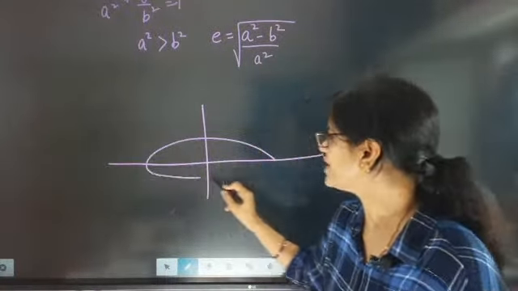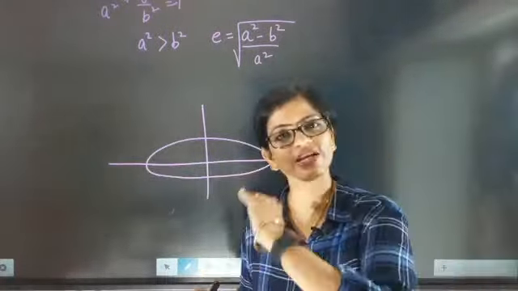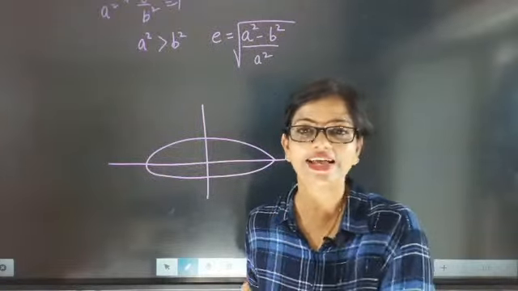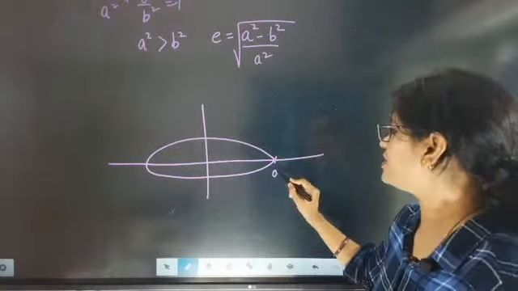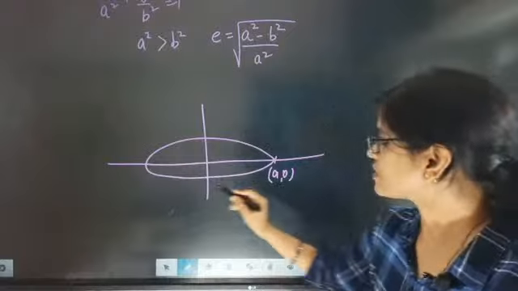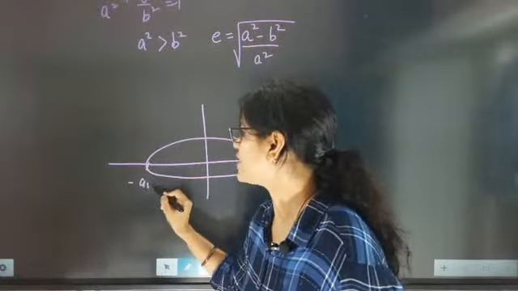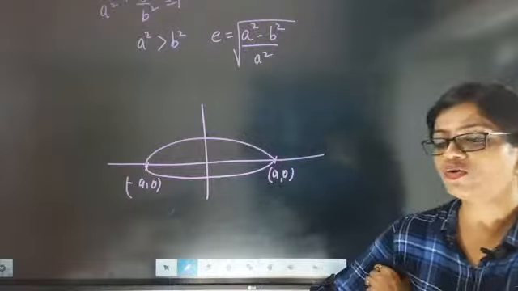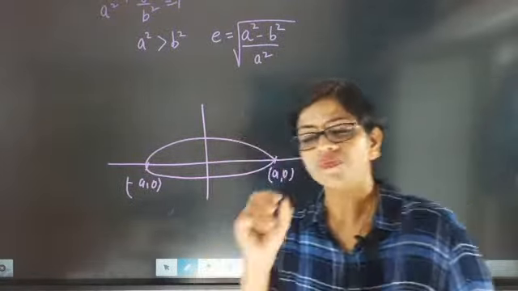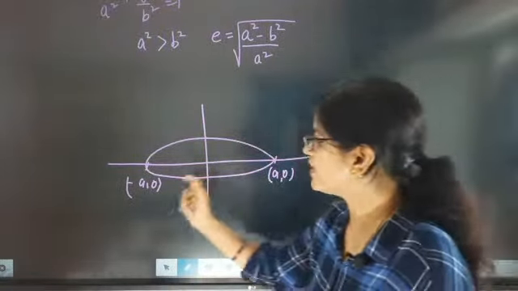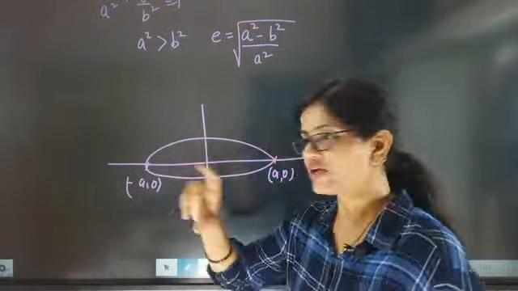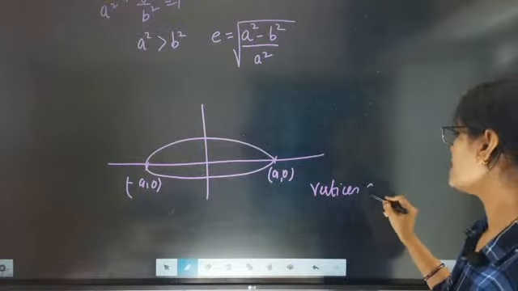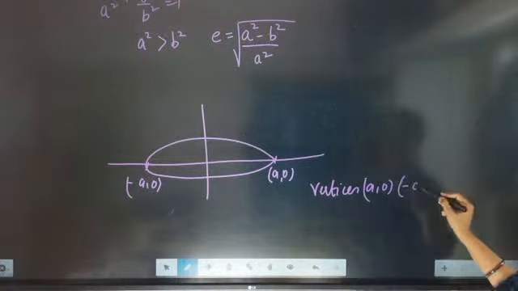When the major section of the ellipse is resting on the x-axis, its vertices will be a comma 0 and minus a comma 0. I hope you have understood, beta. A very simple point: whichever is the major axis, that gives you the vertices. So here the vertices are a comma 0 and minus a comma 0.